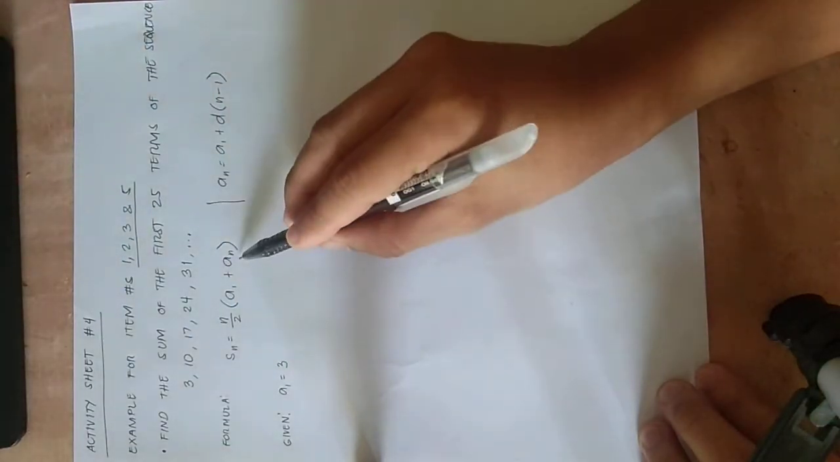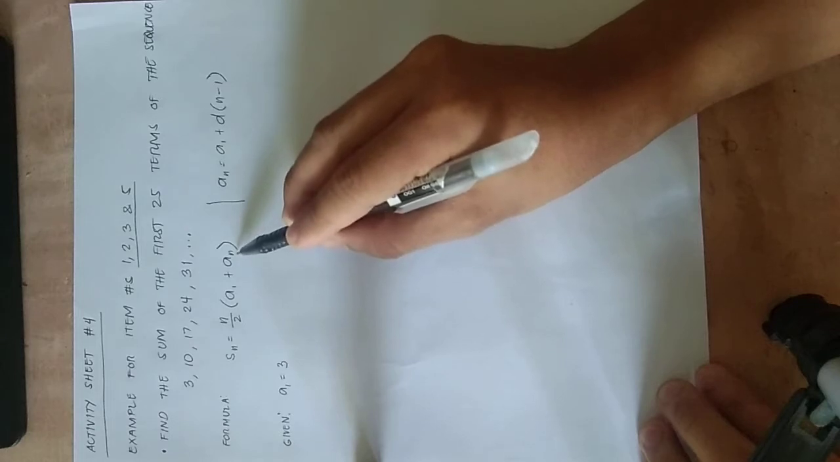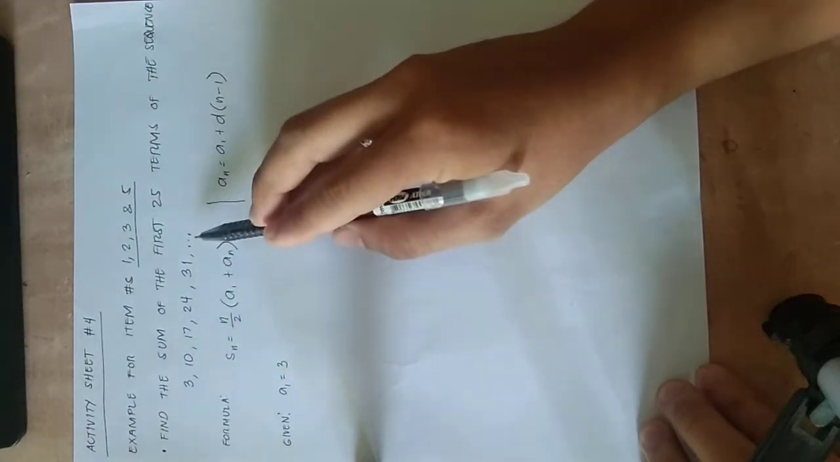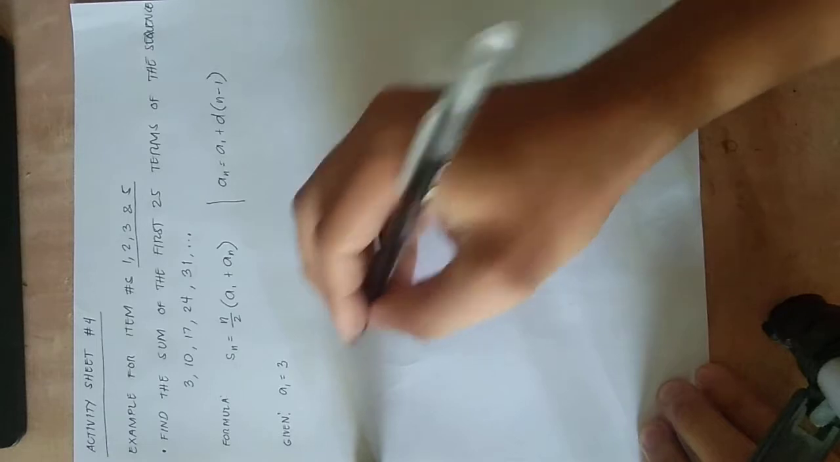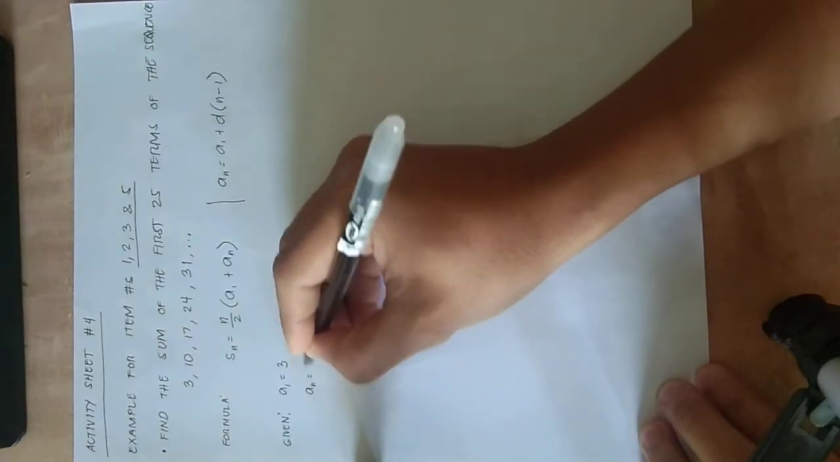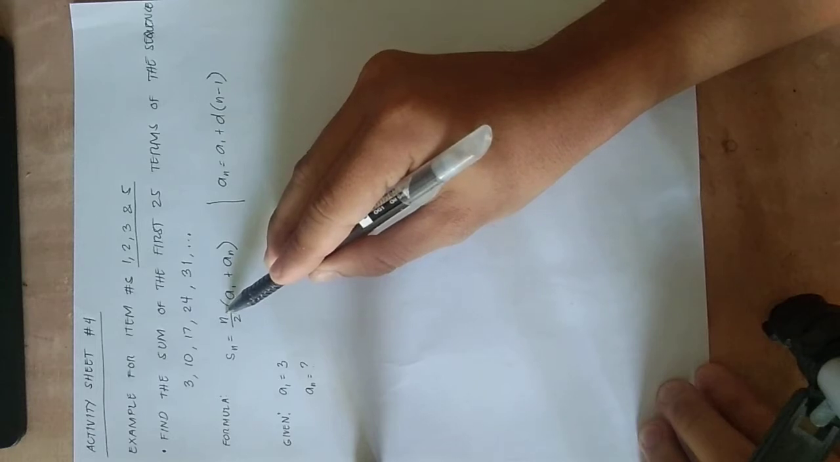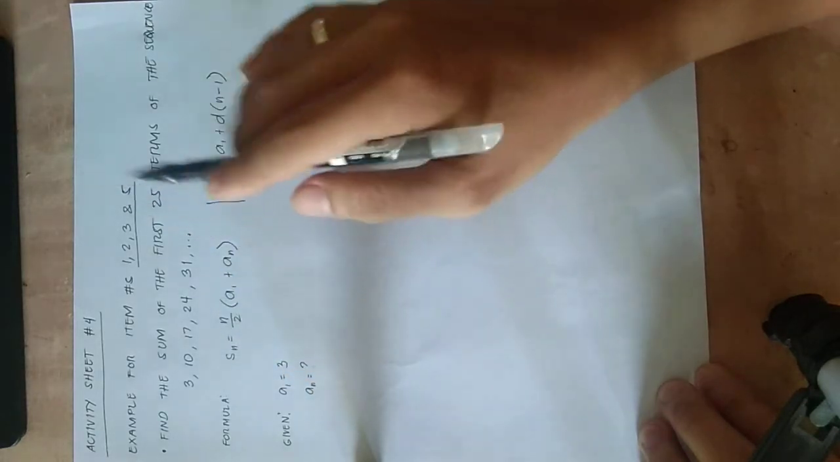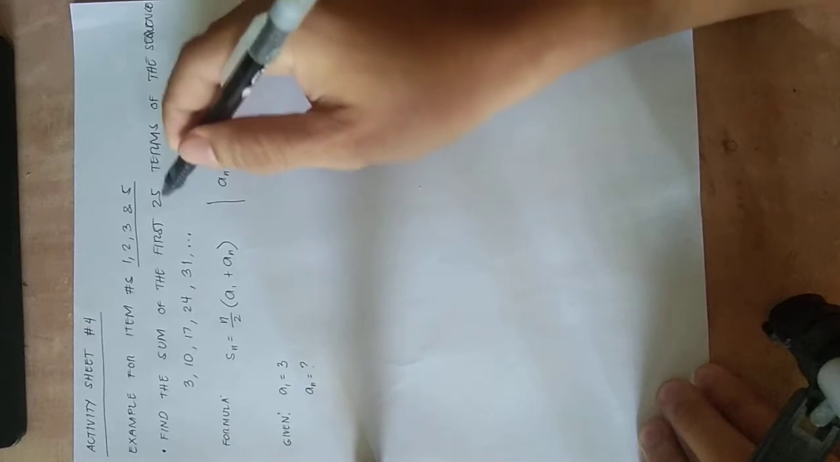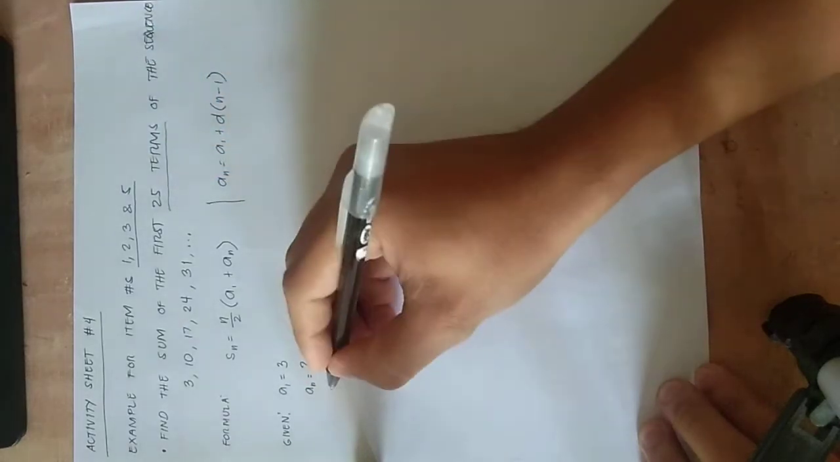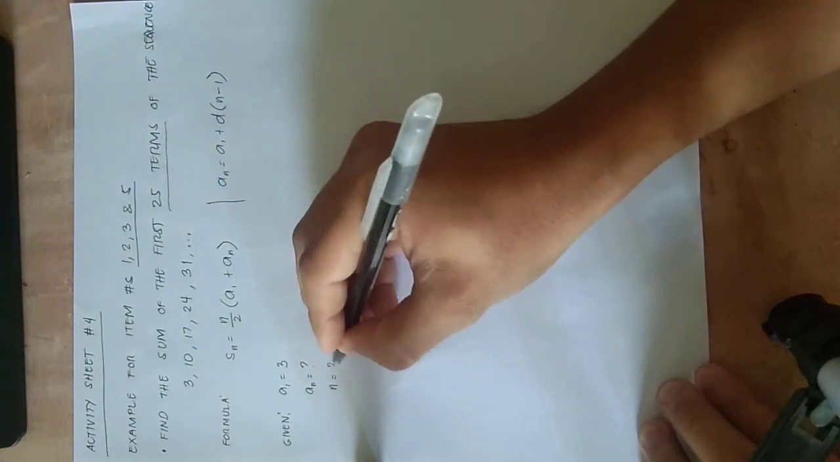What about the a sub n? Do we know the a sub n of this sequence? Do we know the last term? No, we do not know the last term. So a sub n is still unknown. What about the number of terms? Do we know the number of terms of this sequence? Yes, it is 25 terms. So our n is 25.